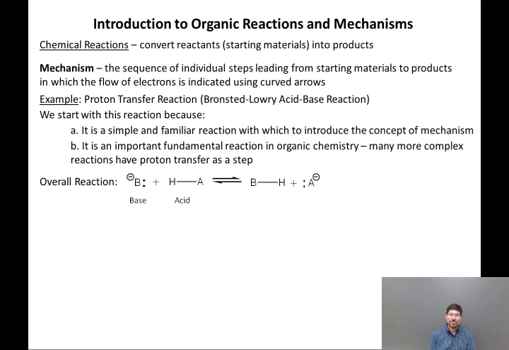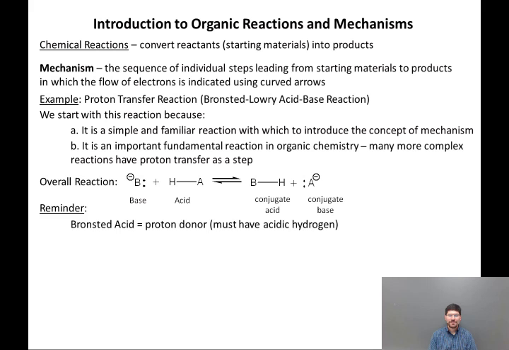This is an equilibrium process. The proton is transferred from A to B, so we are now left with BH, which is what we call the conjugate acid of your original base. And then we have A minus after having lost a proton, which is the conjugate base of your original acid.